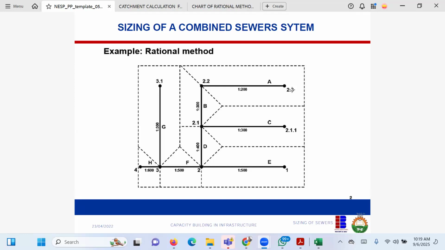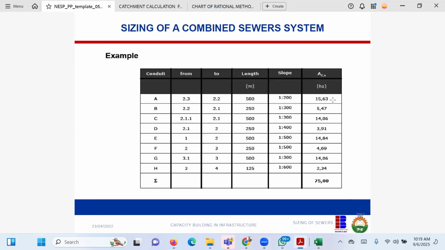But before we start that, we need to lay down some basic parameters. The pipe of catchment A is flowing from point 2.3 to 2.1. Remember, the survey will give you these points. The length of that pipe is 500 meters, and the slope is 1:200. All of us know what it means: 1/200 is 0.005. Then catchment B has a length of 250 meters, and this is the slope of the pipe.